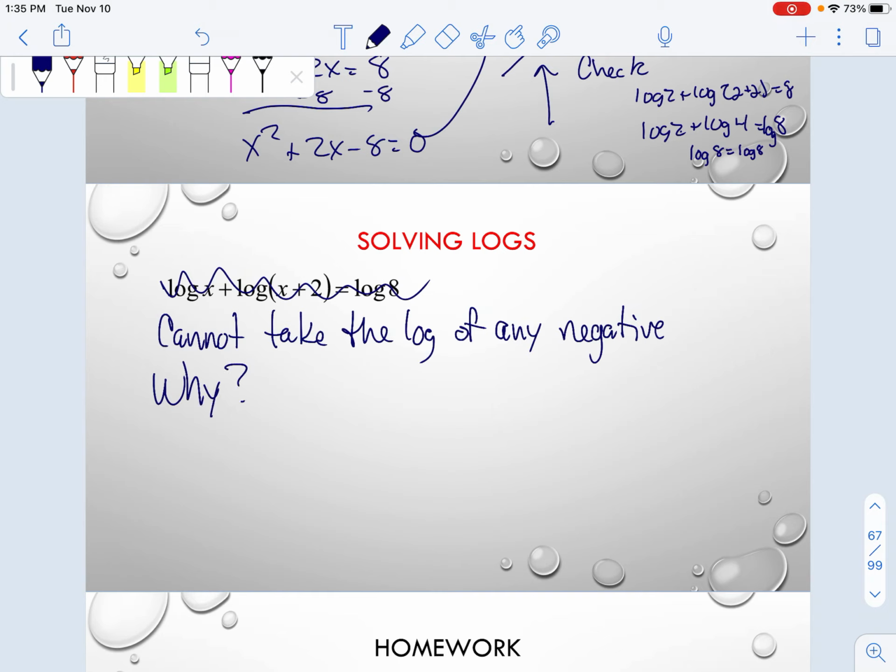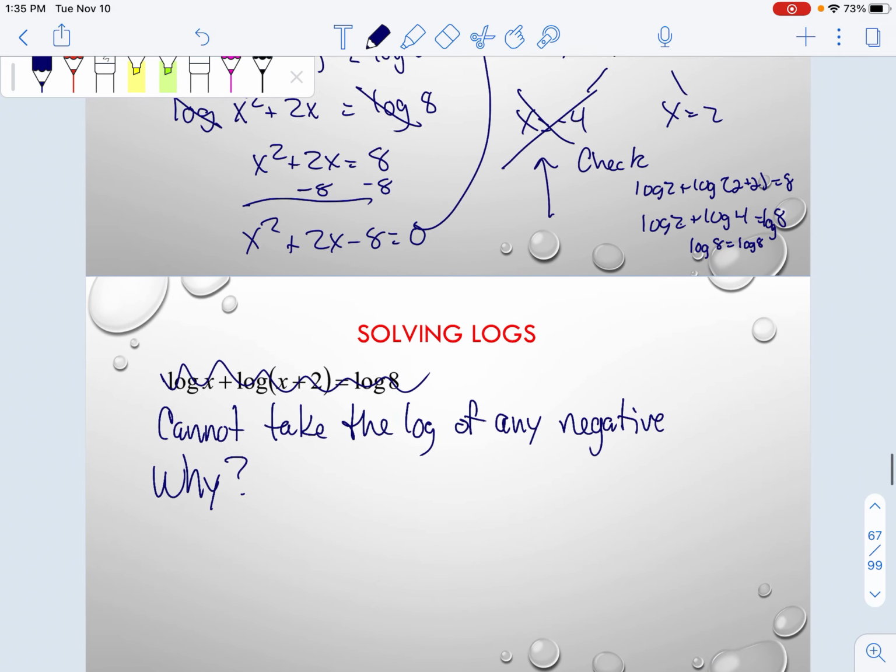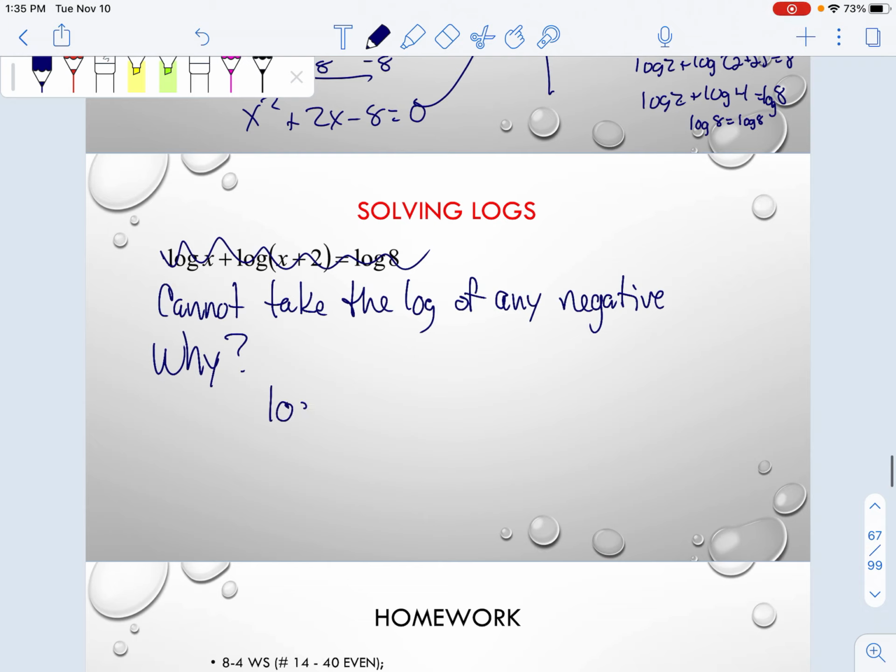Why is that true? If we just type in here the example we have, log of negative 4. Now the base is 10. Our job is to evaluate that. So 10 to the what power equals negative 4? Can you raise 10 to any power to get a negative answer? And the answer is no.